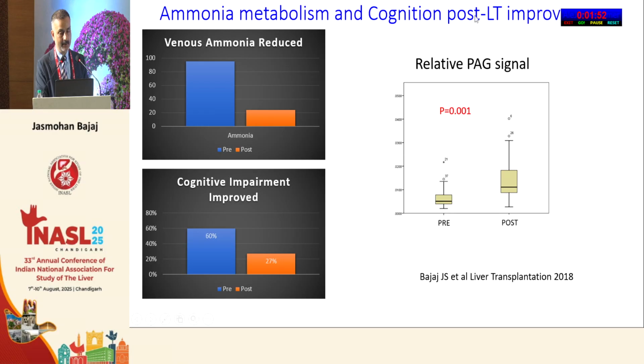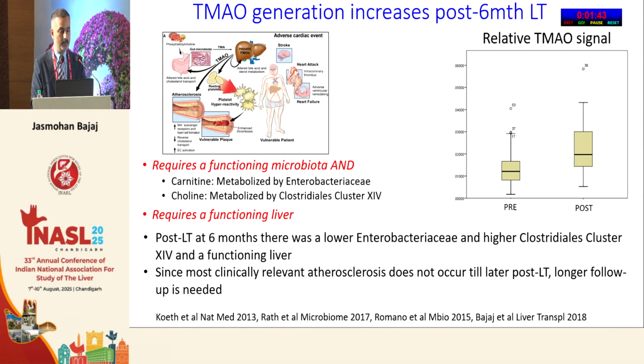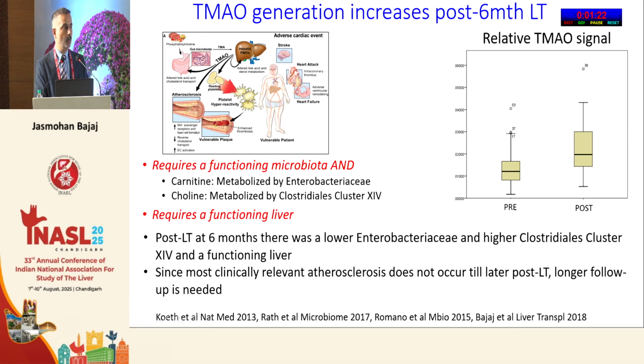And ammonia also goes down with the cognitive impairment, and the PAG, which is a metabolite of ammonia, also goes up, which means there is more ammonia excretion in patients after transplant than before. Now, here is something which is very interesting with the microbiome, brain, and what Dr. Sharma was saying. The microbiota produces things such as TMAO. This TMAO requires a functioning liver. In a patient with cirrhosis, this actually also causes atherosclerosis. So in a patient post-liver transplant, this TMAO goes up.